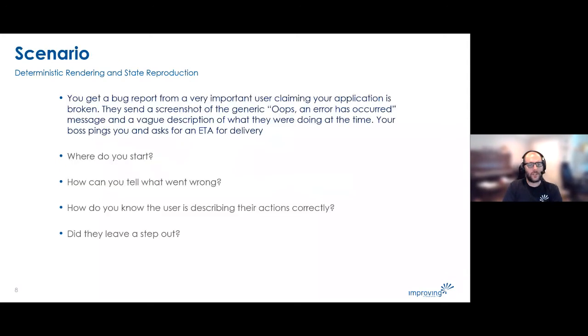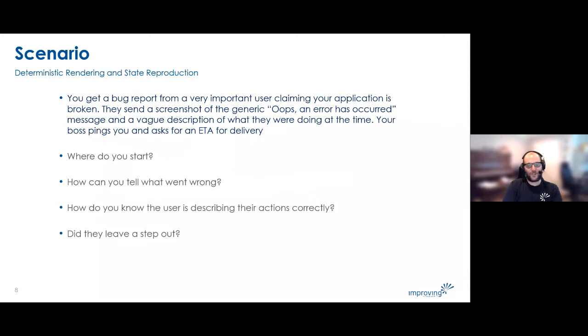Another scenario, you get a bug report from an important user claiming your application's broken. They send a screenshot of the generic "oops, an error has occurred" message and a vague description of what they're doing at the time. Your boss pings you and asks for an ETA. Where do you start? How do you know what went wrong?